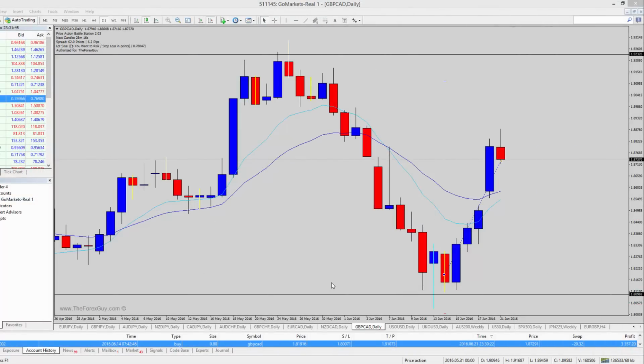Hey traders, I'm back, and I've pretty much finished up with this trade. I just took profit just then. We're just about to ease into the New York close in half an hour here on Tuesday.